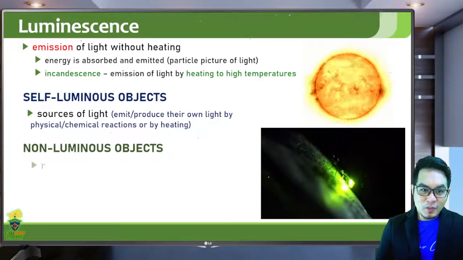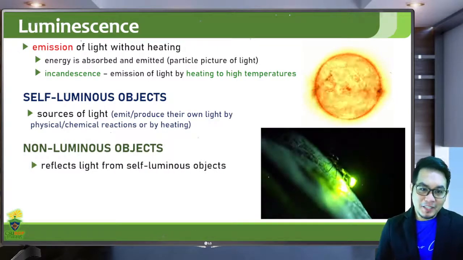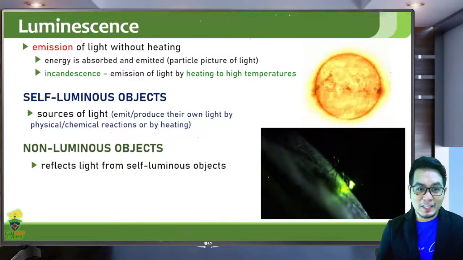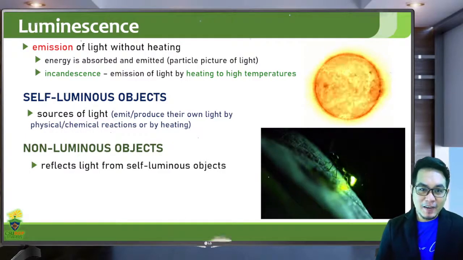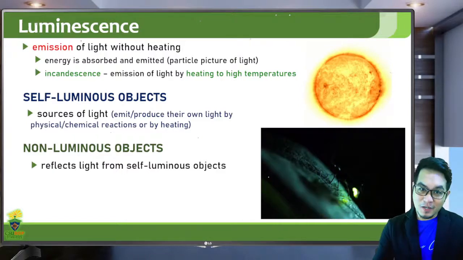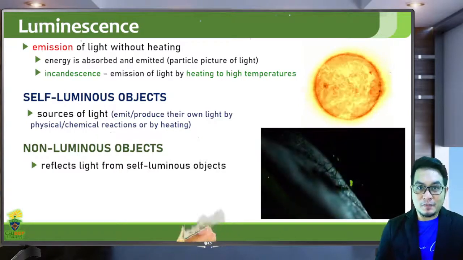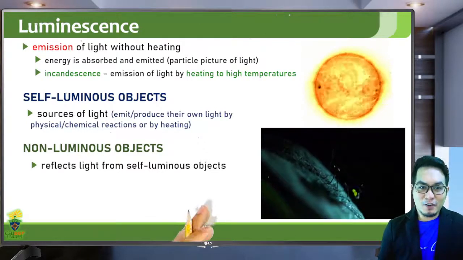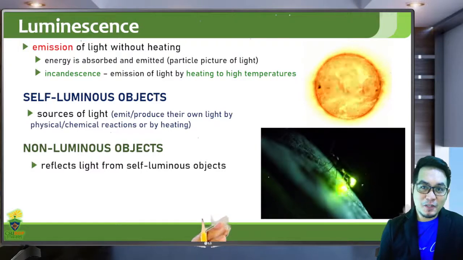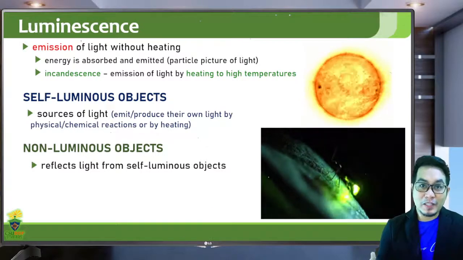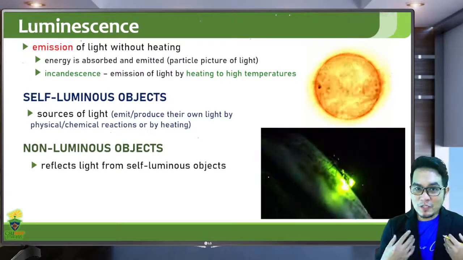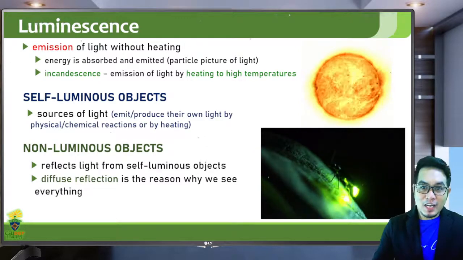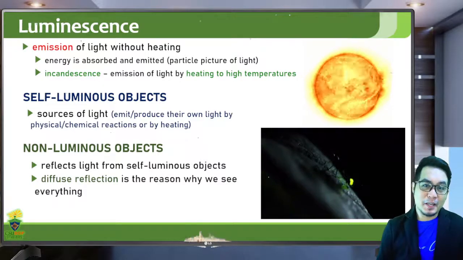Non-luminous objects are the rest of the objects. They reflect light from self-luminous objects. An example is the moon. The moon is a non-luminous object. It just reflects light from the sun towards our eyes. The human body and anything else is also referred to as a non-luminous object because we don't emit our own light. The reason why you see me is just because of the diffuse reflectance of natural light reflecting from my body.